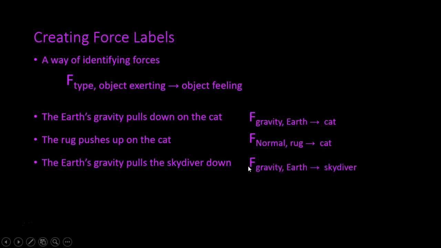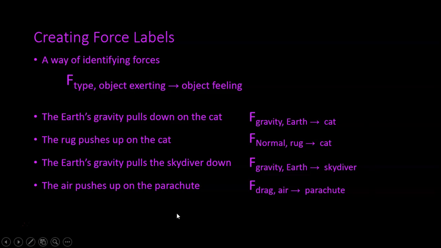that label would be F, with subscript gravity, Earth exerting the force on the skydiver. And finally, the air pushing up on the parachute, that's a force. It's a drag force, and it's the air pushing up on the parachute. So this is how we label our forces, and it's just a way of identifying them.